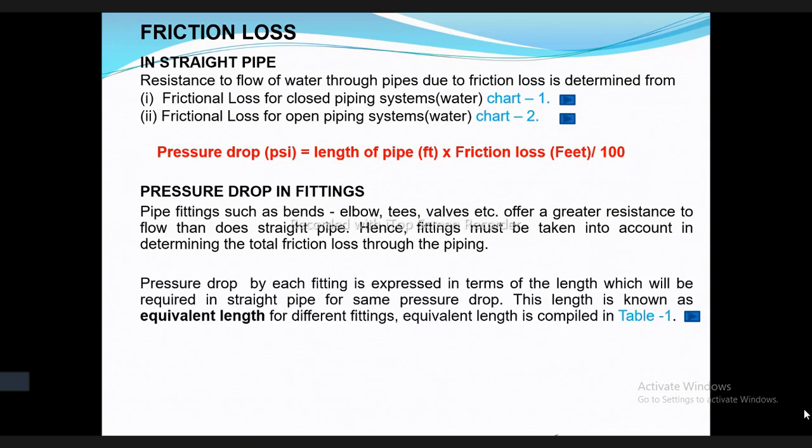Pressure drop by each fitting is expressed in terms of length of straight pipe for the same pressure drop. That length is known as equivalent length. So the chart we will be referring to will give us the equivalent length. For example, I have one isolation valve. What will be the straight length? So that's how I'll be first calculating my what?